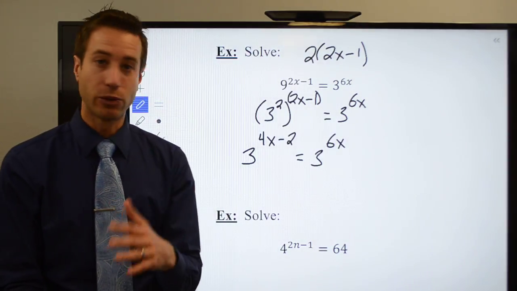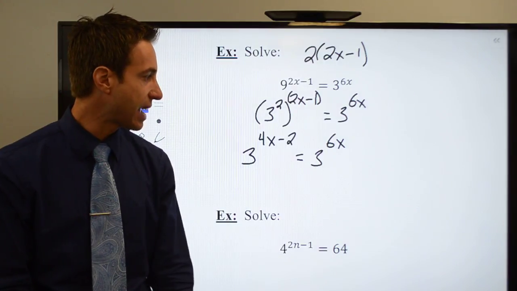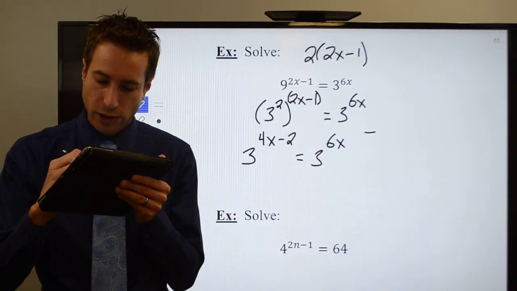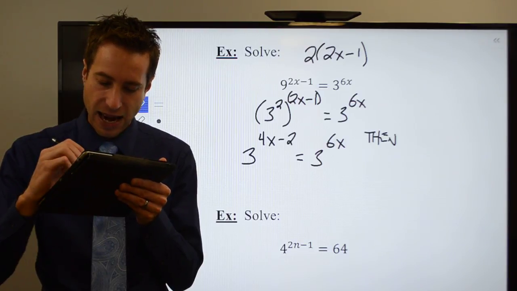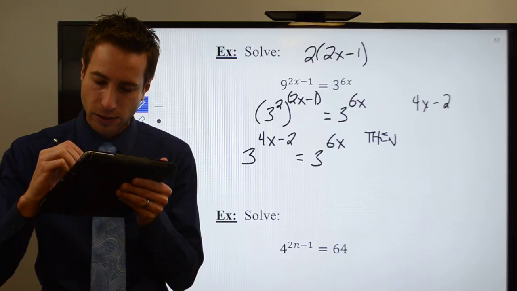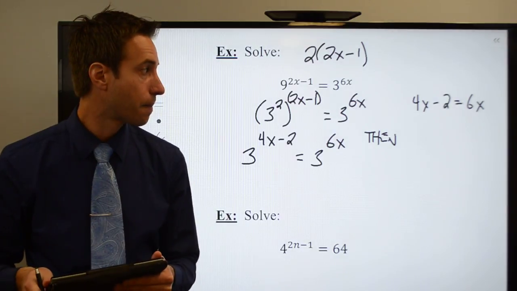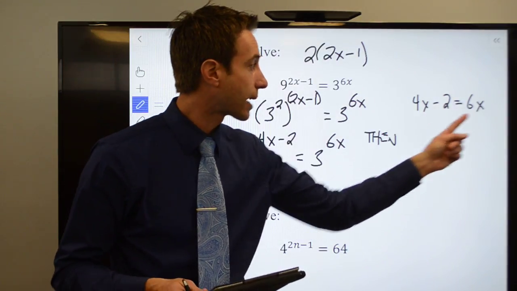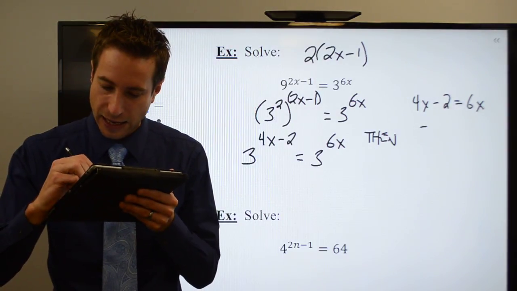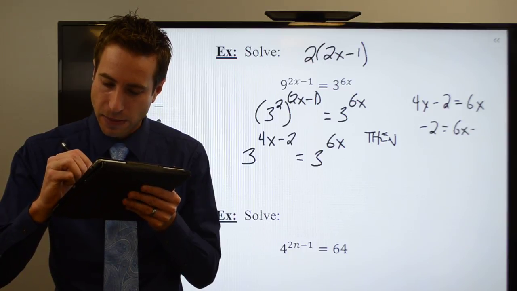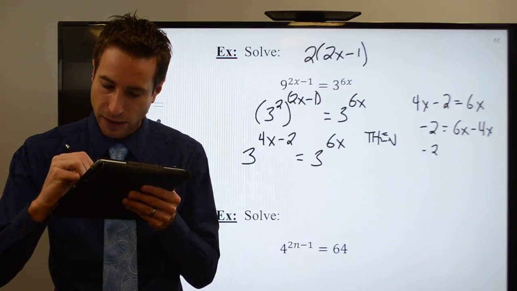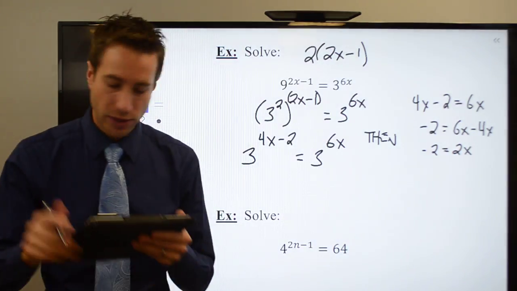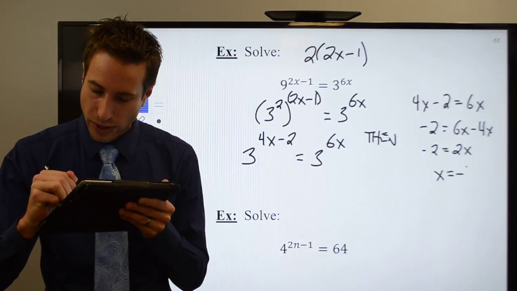Well, now we're in really good shape. I have the exact same base, so all I need to do is set the exponents equal to each other. So since the bases are the same, then I know 4x minus 2 is equal to 6x. All right, let's solve for x. I will subtract the 4x to the other side. I get negative 2 is equal to 6x minus 4x, which is going to be negative 2 is equal to 2x. Divide the 2 to the other side, and I get x is equal to negative 1.